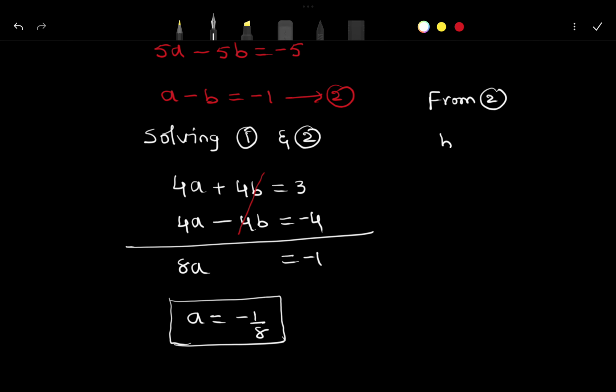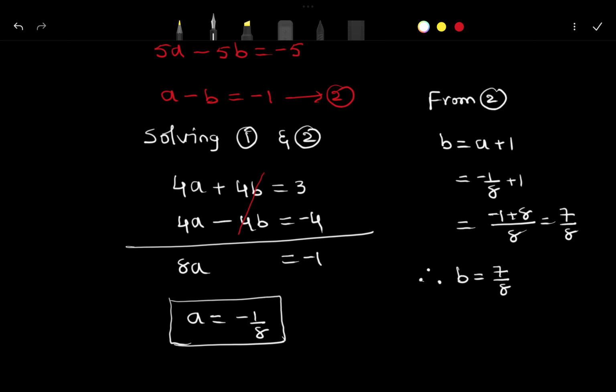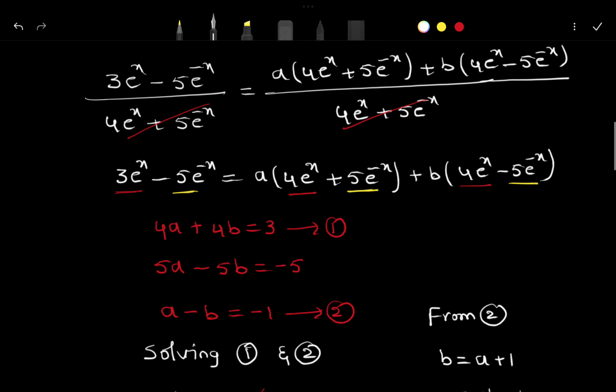Here b is equal to, you can write that, a plus 1. So the a value is minus 1 by 8, plus 1, that is equal to, finally, this value will be minus 1 plus 8 by 8, that is equal to 7 by 8. Therefore b is equal to 7 by 8, that is the final result. So here the a value is minus 1 by 8 and the b value is 7 by 8.